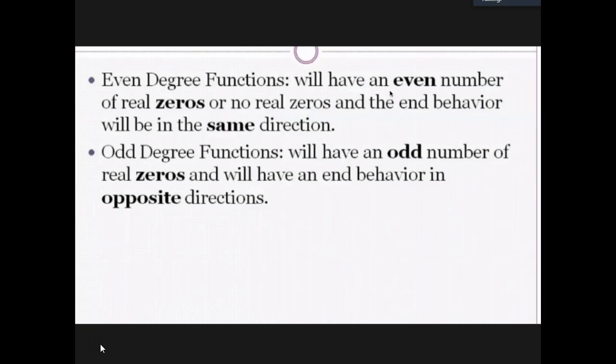Here is the same statement, but everything put into even versus odd. Even degrees will have an even number of real zeros or no real zeros. The end behavior is always in the same direction. Odd degree functions will have an odd number of real zeros and an opposite end behavior.